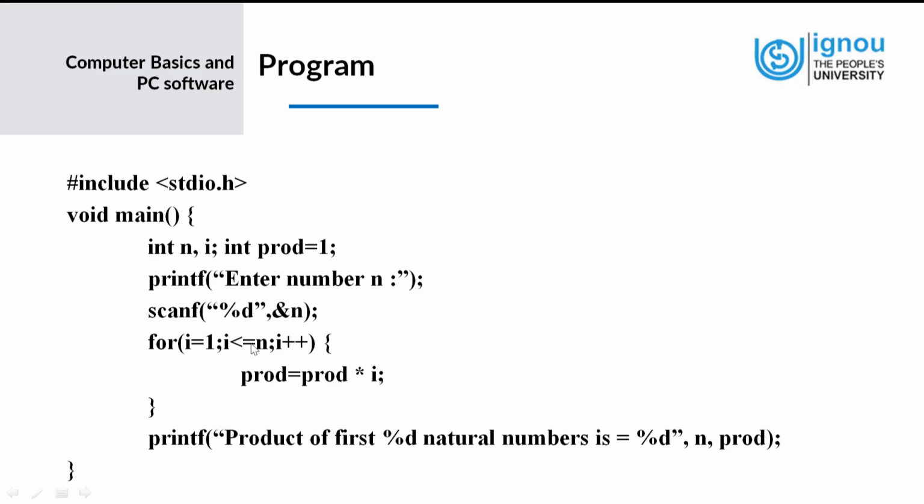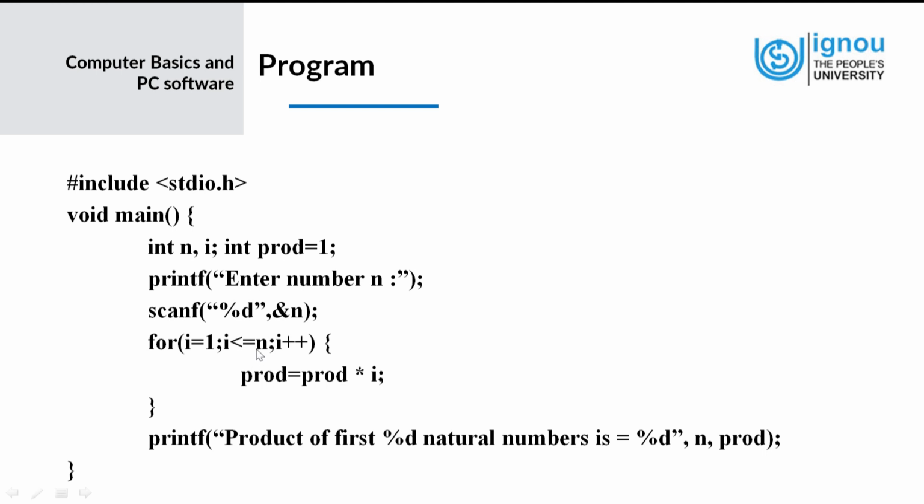If it is less than or equal to n, then the product part is done. And once the product part is done, then the incrementation part is done. i plus plus is simply increment i by 1. That is what it means in C. And this whole loop will be repeated till i is less than or equal to 5.